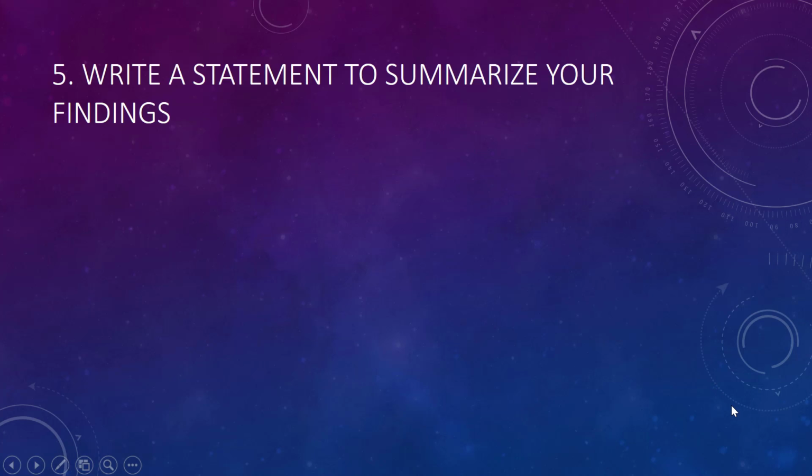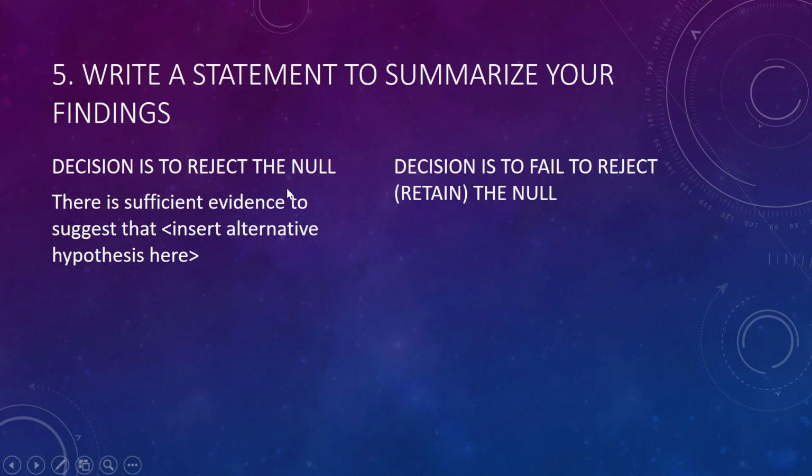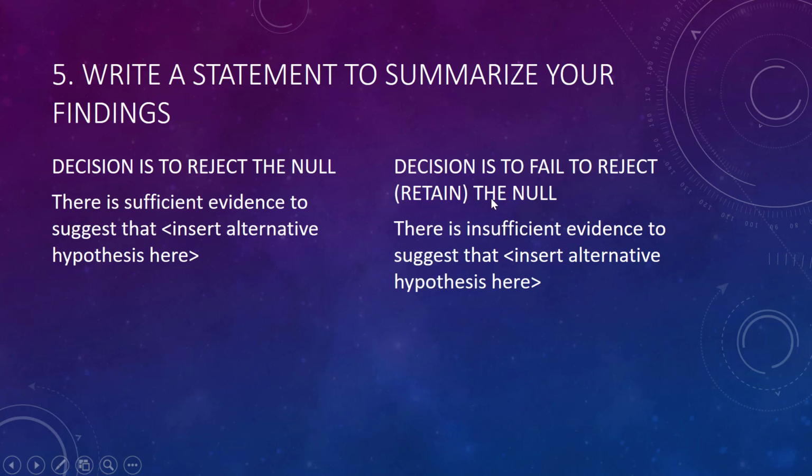The last step in hypothesis testing is to write a statement that summarizes our findings. The two possible decisions are to reject the null or to fail to reject or retain the null. If we decide to reject the null, the statement that we write is that there is sufficient evidence to suggest that, and then we just rewrite our alternative hypothesis here in words, not in mathematical symbols. If we decide to fail to reject or to retain the null, we just say that there is insufficient evidence to suggest that, and then we write in words our alternative hypothesis.